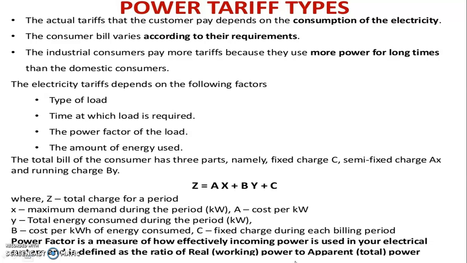The total bill of the consumer has three parts, namely fixed charge is denoted by C, semi-fixed charge is denoted by AX, and running charge as BY. So the formula will be Z, that means total charge, is equal to AX plus BY plus C. AX is nothing but semi-fixed charge, BY is nothing but running charge, and C is said to be fixed charge.